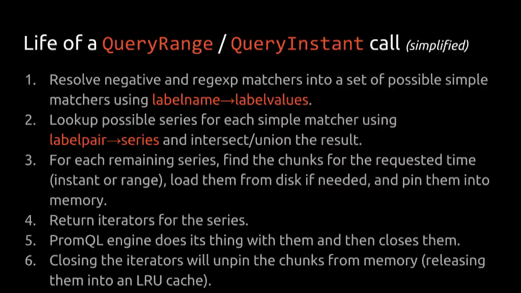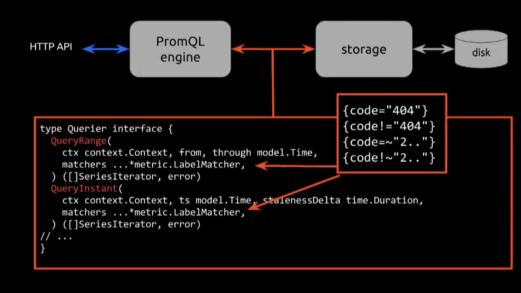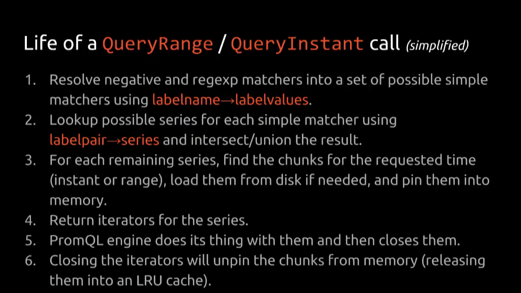So then you get iterators. I didn't point this out: you have series iterators. You don't materialize the whole series. It's all just in memory in this in-memory compressed format, but it can be accessed with this series iterator. So then the PromQL engine does its thing, matches all the labels, adds everything up, divides, whatever the arithmetic is, creates the result, returns it back via HTTP, and closes the iterator, which will unpin the chunks from memory. We keep them, least recently used, in a cache, to answer queries from memory if we can. And that's the life cycle of a query, right?